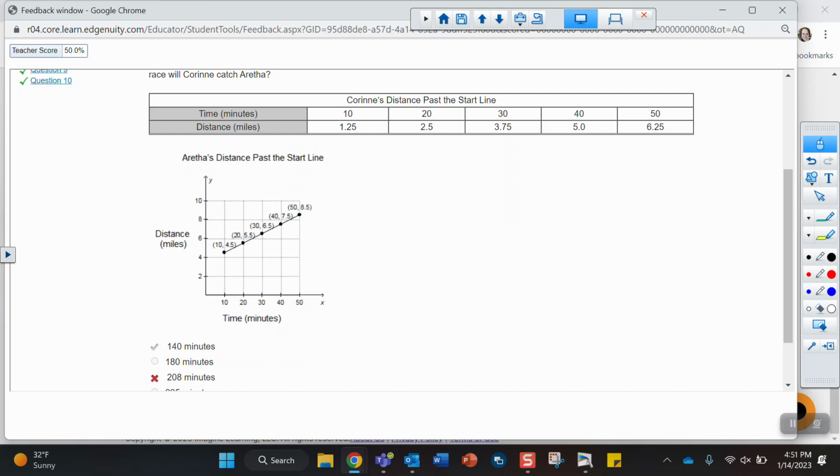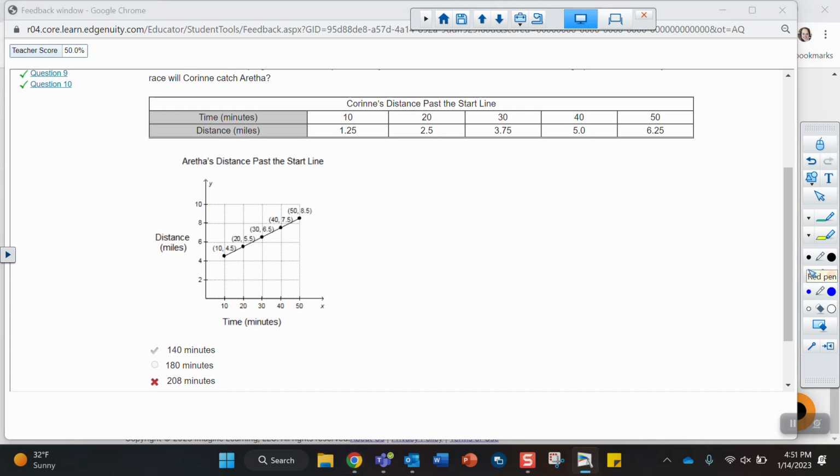In this problem, you can see that Corinne takes 10 minutes to run 1.25 miles. So if we take 1.25 and divide it by 10, we get 0.125. This is how many miles she runs per minute. It's always the y divided by the x. This works fine here because Corinne does start at the start line. So at 0 minutes, she's gone 0 miles.